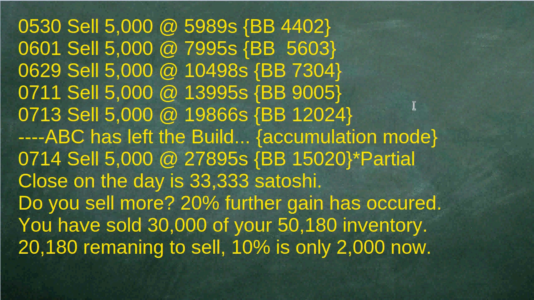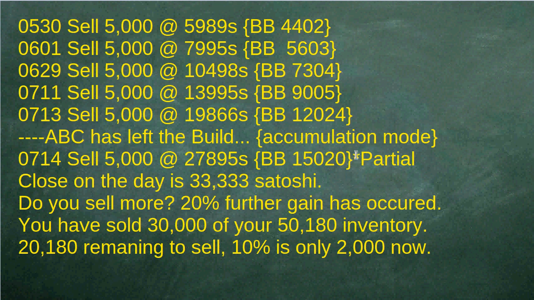It's the game that we're playing, and no more accumulation mode. It's over because, as we stated, up to 20,000, we go into neutrality mode. So now that it's at that point, especially with the sell order here at almost 28,000, that's neutrality mode.